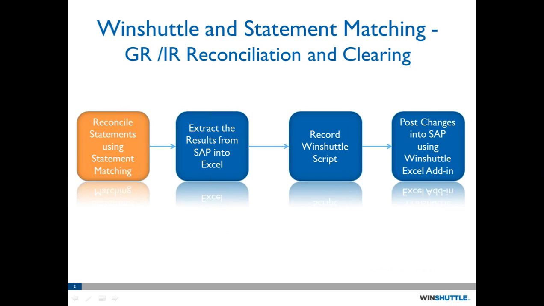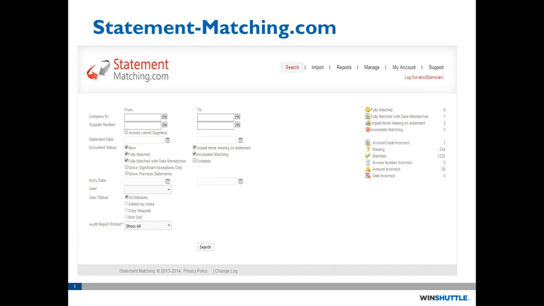The first step to reconciling and clearing using WinShuttle and statement matching will be to upload the supplier statements to statementmatching.com, where they'll be matched to invoice data. Looking at statementmatching.com, the user typically logs in and selects the search screen, as you can see. The supplier statement has already been uploaded and the statement lines are matched to the invoice data in SAP, and the user can use different search variables like the company ID, the supplier number, and the different document statuses.